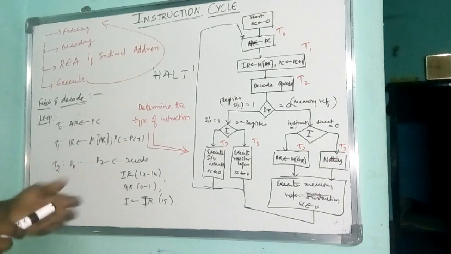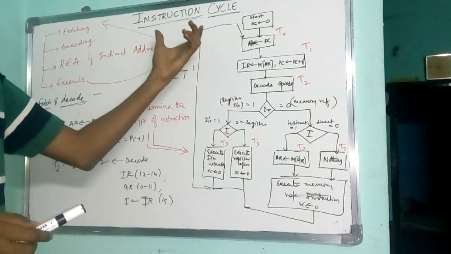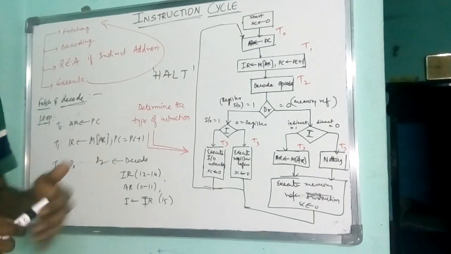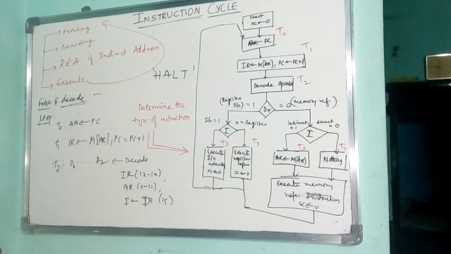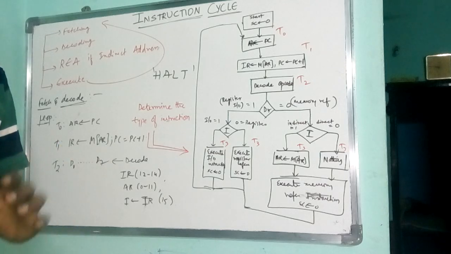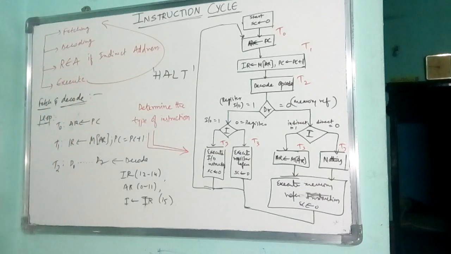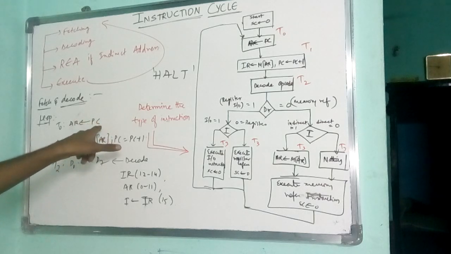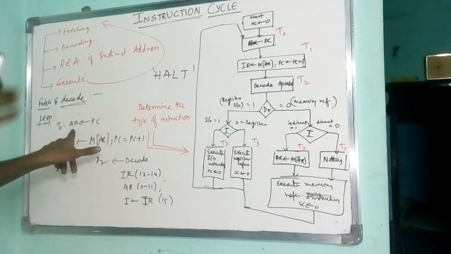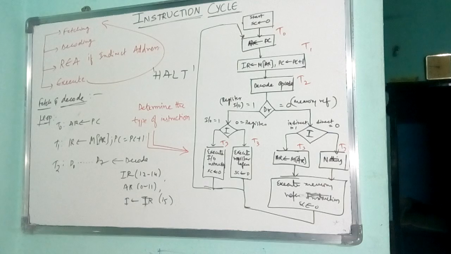As we are seeing how the instruction cycle works in a computer, first we will see how fetching and decoding is done. As I already mentioned, it allots certain timing cycles for each and every instruction. Fetching is started at T0. The address in the program counter is transferred to the address register first.